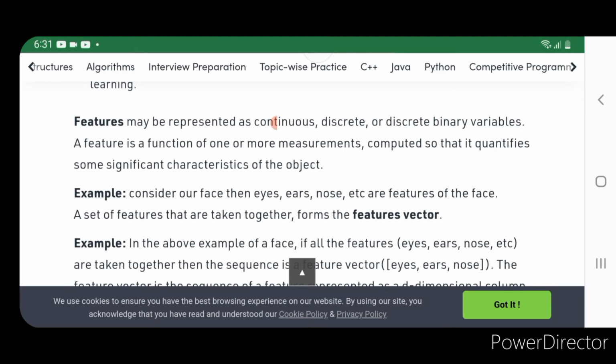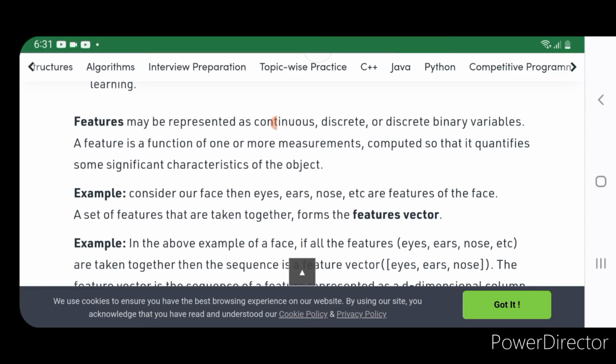Features may be represented as continuous, discrete, or discrete binary variables. A feature is a function of one or more measurements computed so that it quantifies some significant characteristics of the object. Example: consider our face, then eyes, ears, nose, etc. are features of the face.